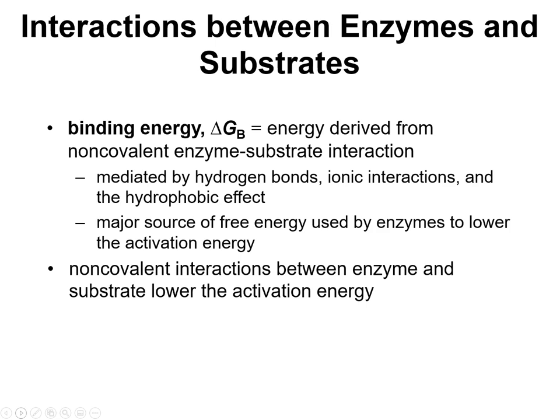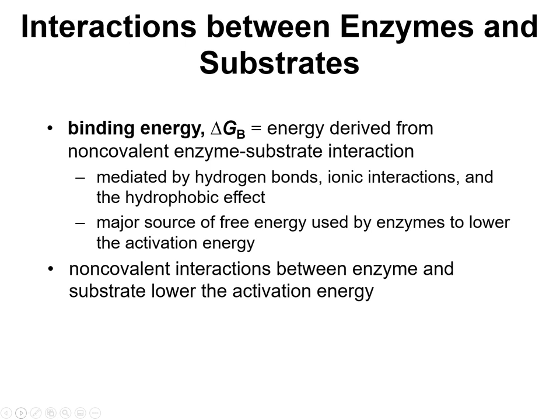But why is it that enzymes are able to lower the activation energy? The key is the binding energy that's derived from the enzyme-substrate interaction. All those non-covalent interactions that we were talking about in Chapter 2. Hydrogen bonding, ionic interactions, hydrophobic effect. All of those things create binding energy that helps to lower the activation energy. It offsets the activation energy required to do the chemistry.